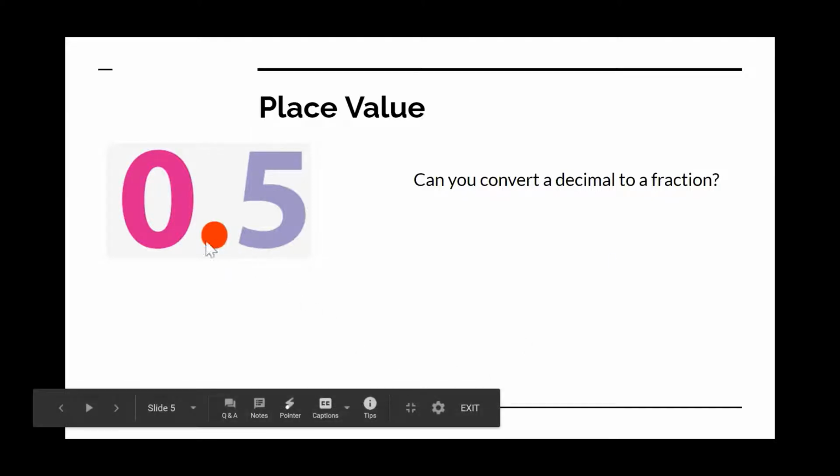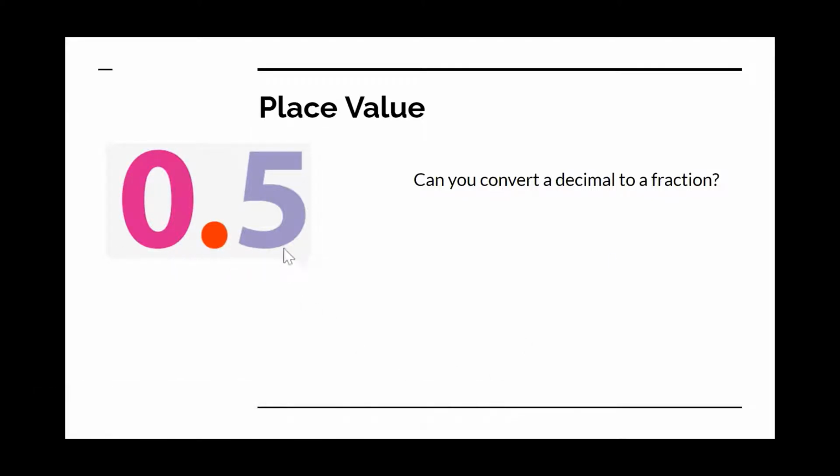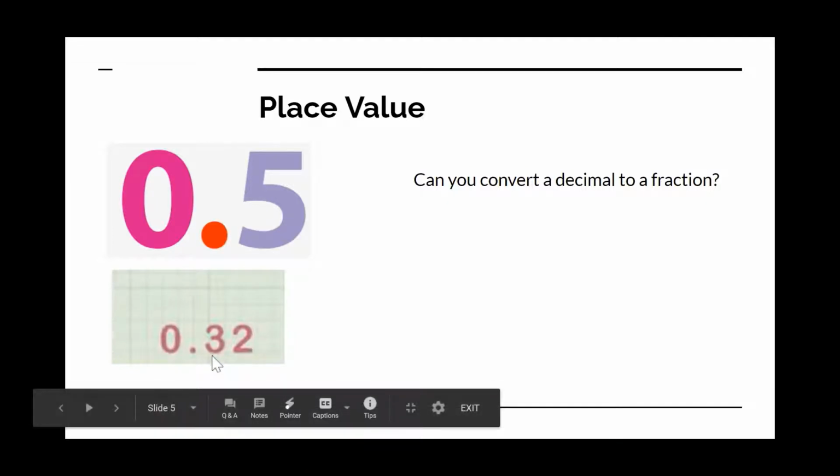We call this the whole number, and we call this the tenths place, with a TH. There is no ones place in decimals, so you always start off with the tenths place. This one is the tenths, and then the hundredths place, and then you would keep going.